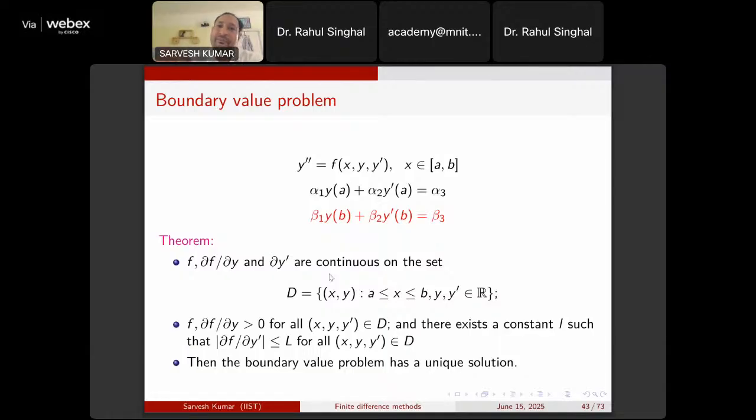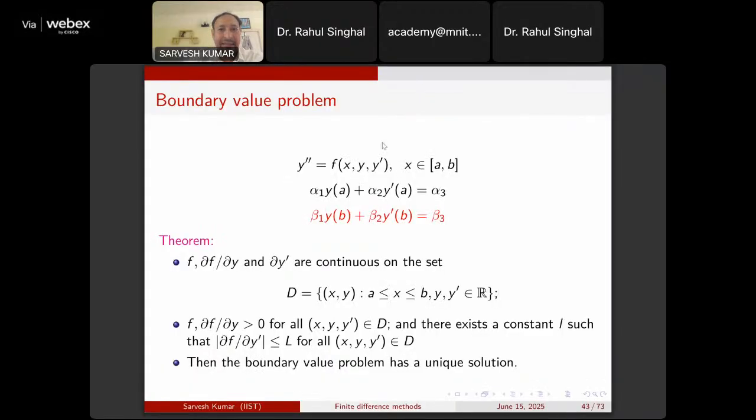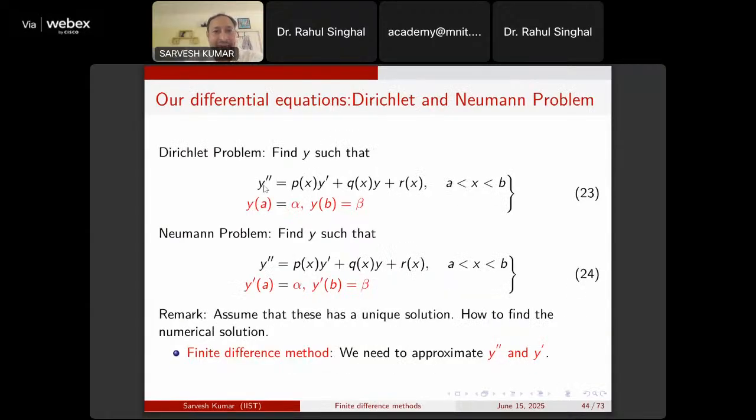So this second half of our talk is devoted to handling general boundary conditions. How do we handle that, and what difficulty would come? Let us take the Dirichlet and Neumann cases, and we'll see what difference comes here. Let's start with the linear problem first. I have my f, which has this particular form, and y double dash plus p(x) y dash plus q(x) y equals r(x). This is my problem. Now, the solution y at a and b is known.